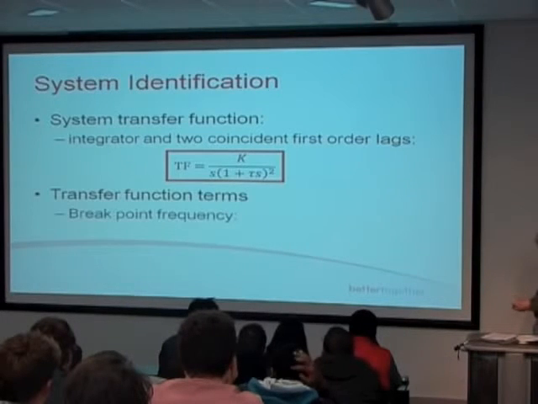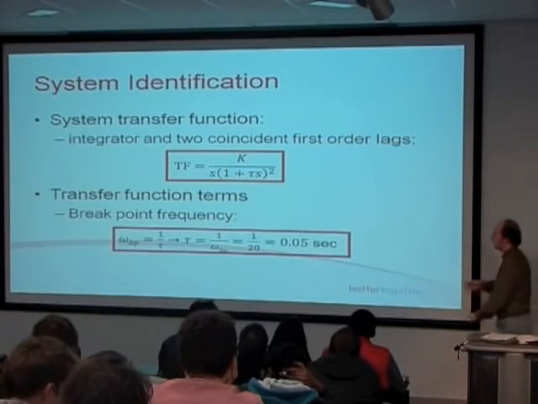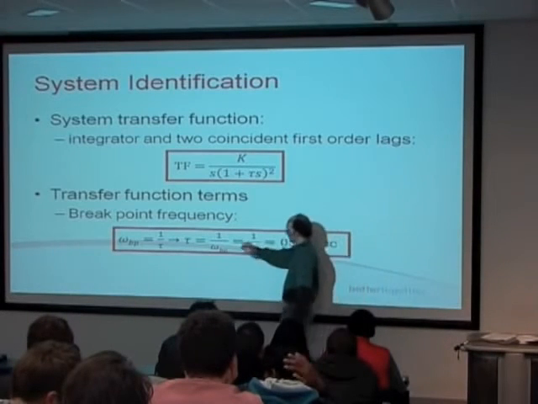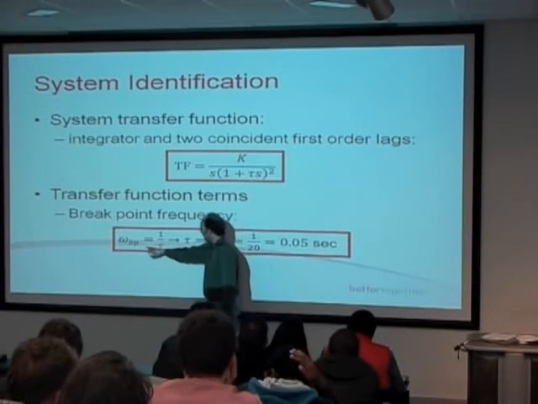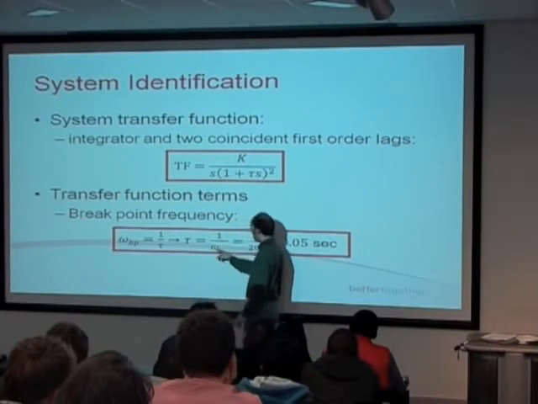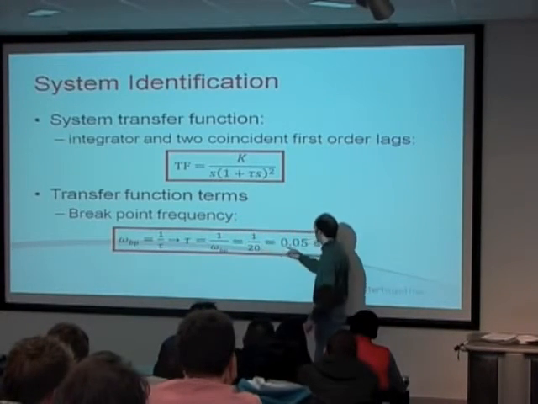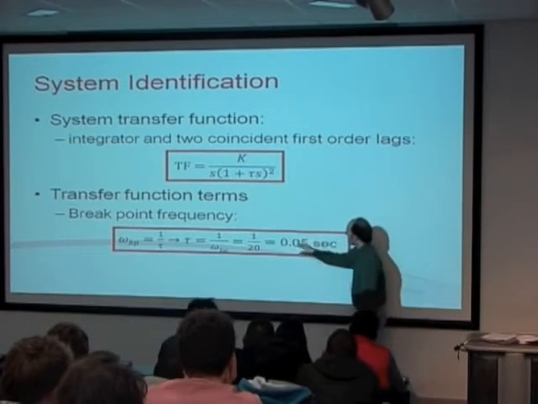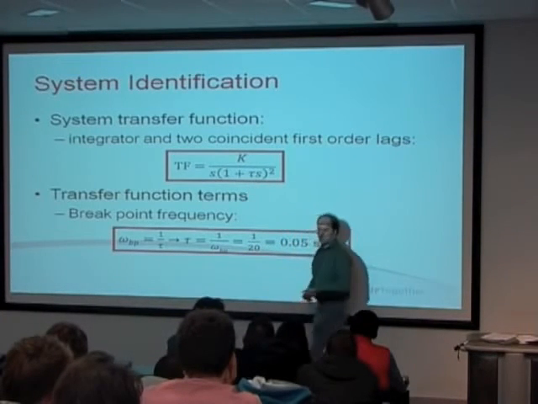And so the transfer function terms, we know the breakpoint frequency, we saw, was 20 radians per second, and we know that's 1 over tau. So you can say that tau is 1 over omega b, the breakpoint. 1 over 20 is 0.05 seconds. So there's our value for tau in here.